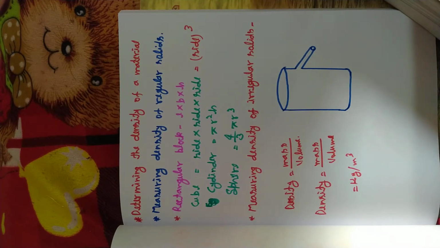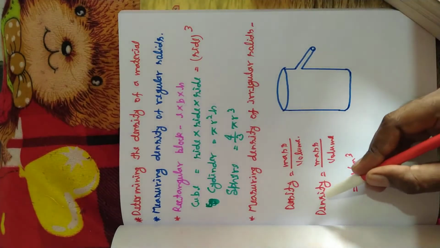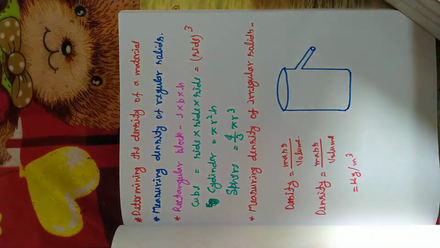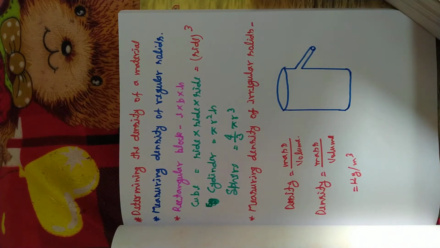After finding the volume of regular shaped bodies, the mass of the solid can be measured using a beam balance. Then the density can be calculated using the formula, density is equal to mass upon volume. Now we will discuss the method for measuring the density of irregular solids, because we cannot find the volume of irregular solids by formula. So we can use the Eureka can method to find the density of an irregular solid.